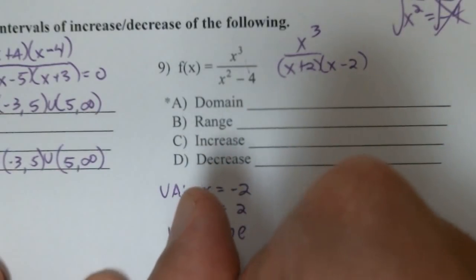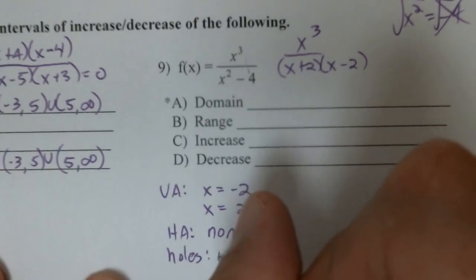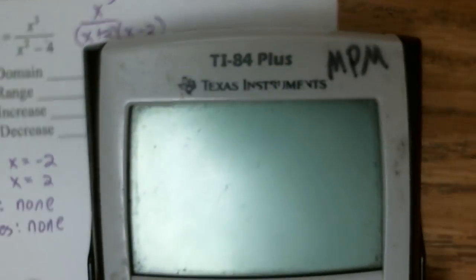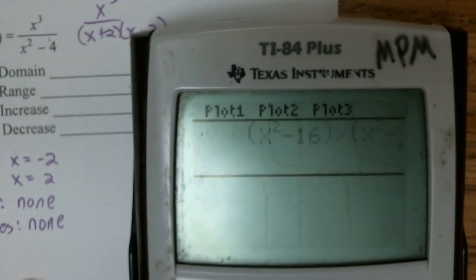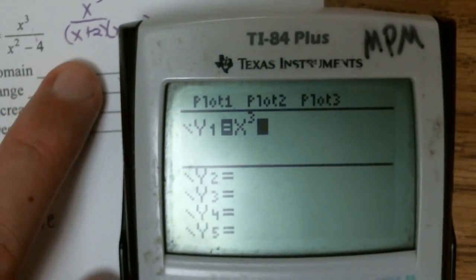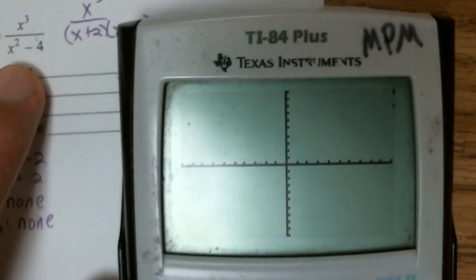Do I have any holes? That's important. No, because nothing cancels on the top and the bottom, so I don't have a hole to worry about. Okay, so if I type this into my graph, let's go x cubed divided by parentheses x squared minus 4. Let's graph this guy.